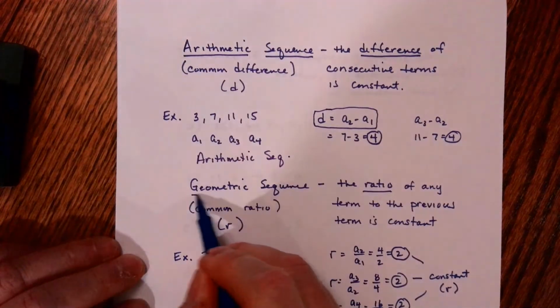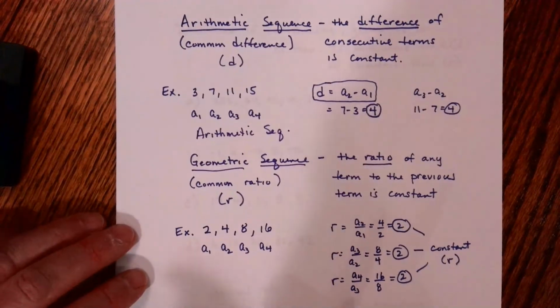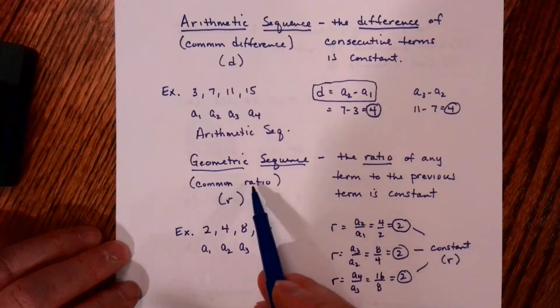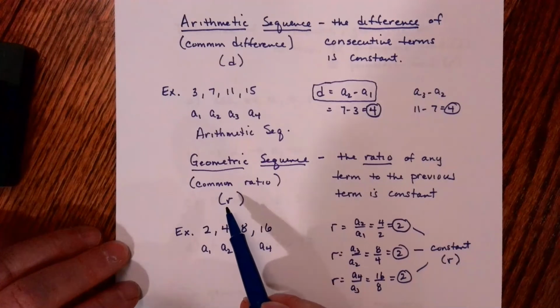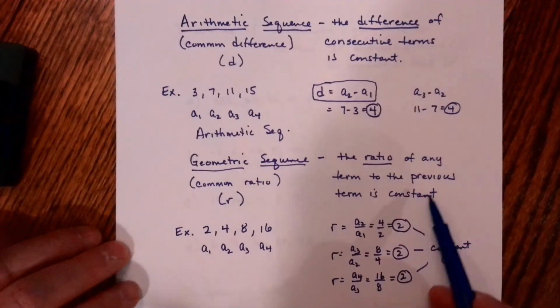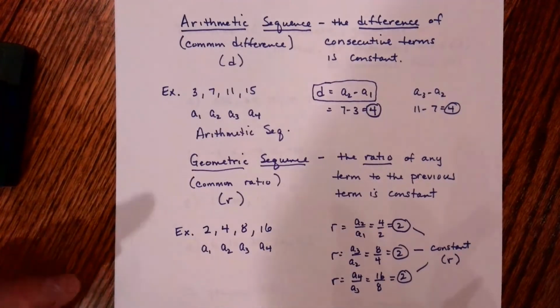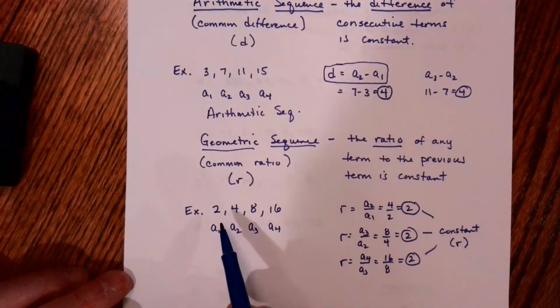Now, what is a geometric sequence? A geometric sequence, by definition, doesn't have a common difference, but has a common ratio. We use the variable r. A geometric sequence is one where the ratio of any term to the previous term is constant. Now this one can be a little bit more difficult, but here's a simple example.